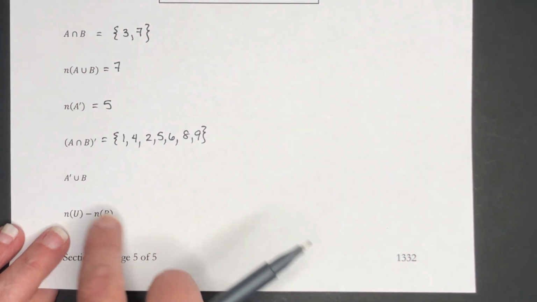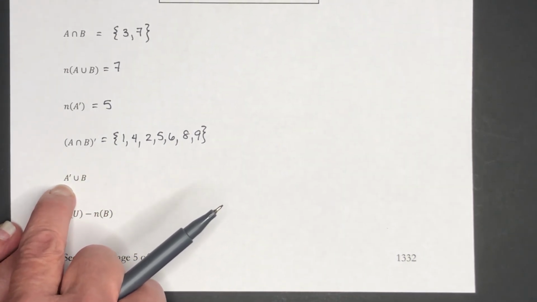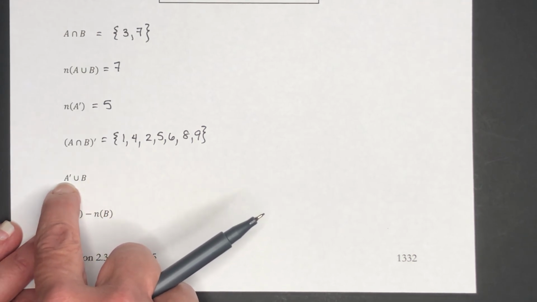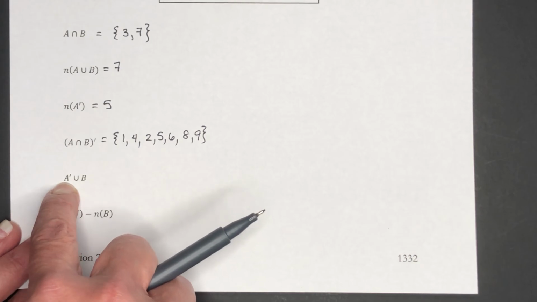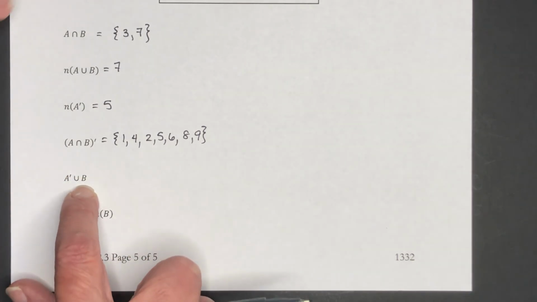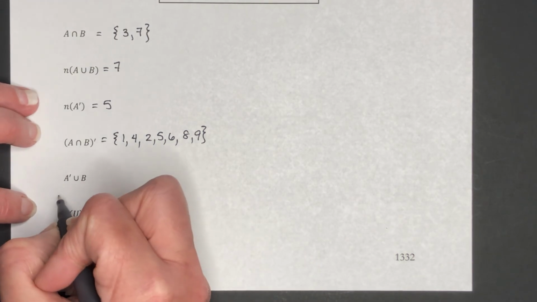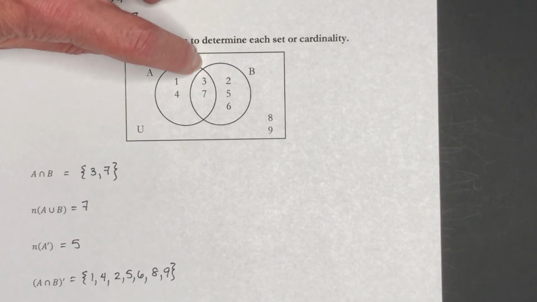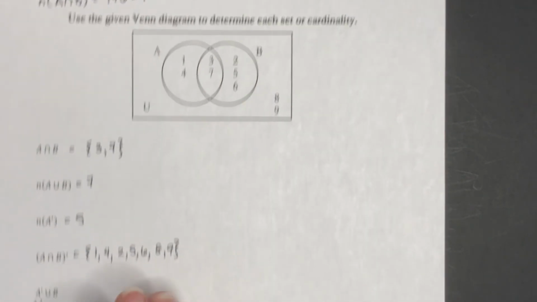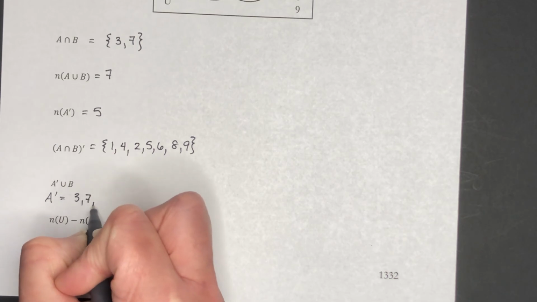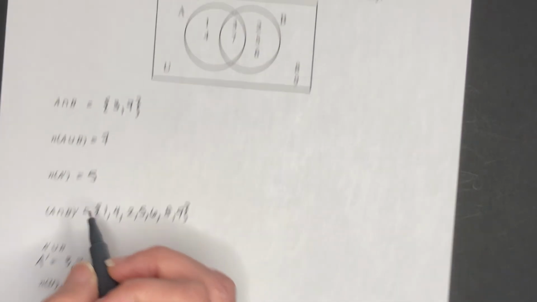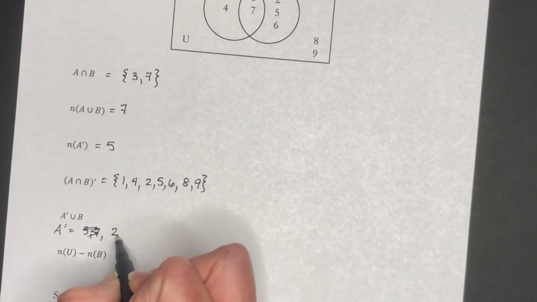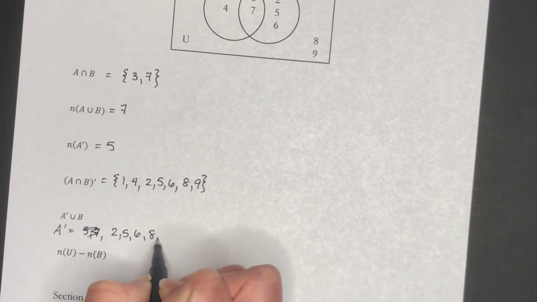Okay, let's find the complement of A union B. So we want everything that is not A along with everything that is in B. Well, let's just build this up. What would A prime be? It's everything that's not in A. No, not 3 and 7. Those are in A. I'm sorry about that. It's going to be 2, 5, 6, and 8 and 9.